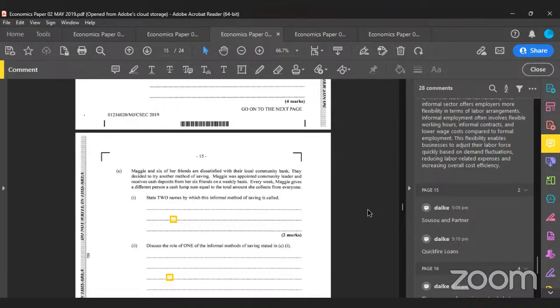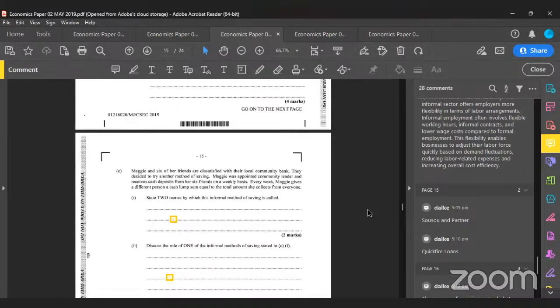Part 1 asks, state 2 names by which this informal method of saving is called. So let me reread the paragraph. Maggie and 6 of her friends are dissatisfied with their local community bank. They decided to try another method of saving. Maggie was appointed community leader and receives cash deposits from her 6 friends on a weekly basis.